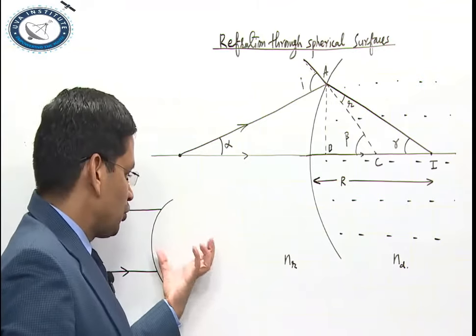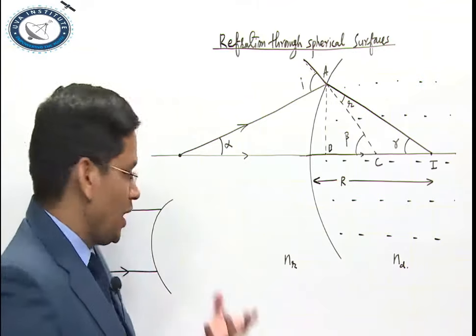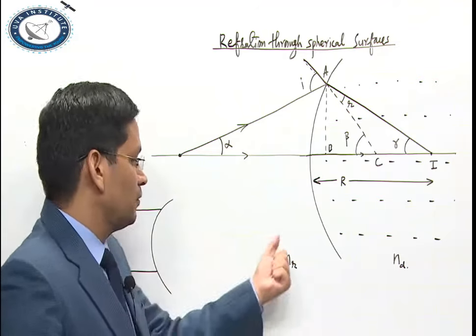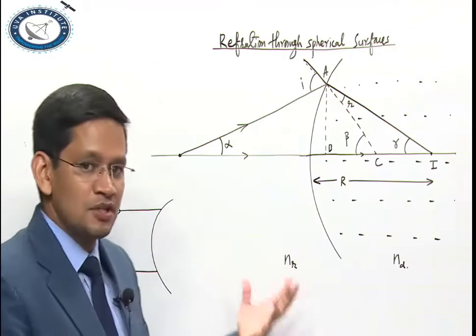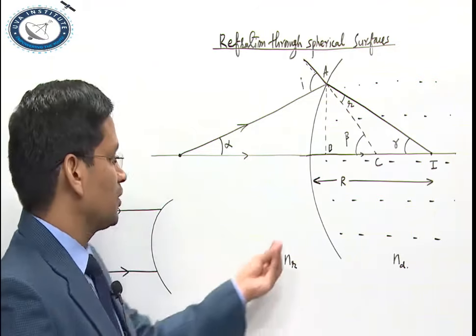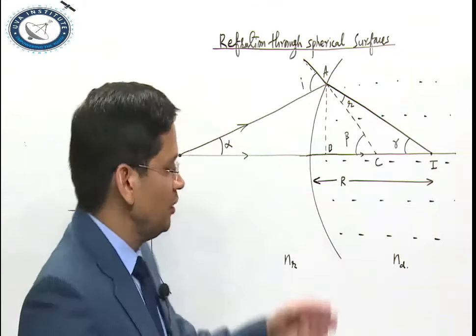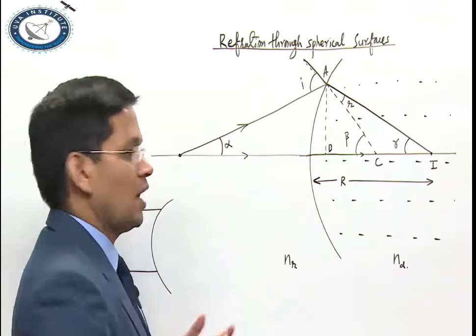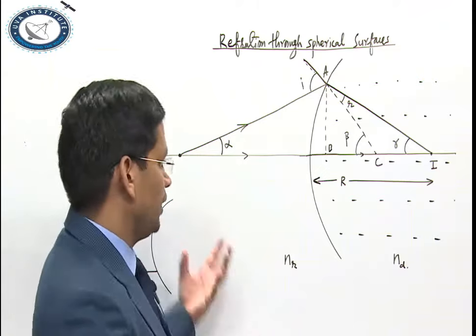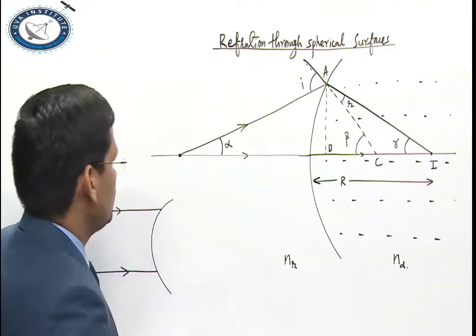I am interested to know where the image distance is and how it depends on the refractive index of the medium where the object is placed, the refractive index of the medium where the image is formed, and the radius of curvature of the glass surface or any spherical surface. So let us do this.